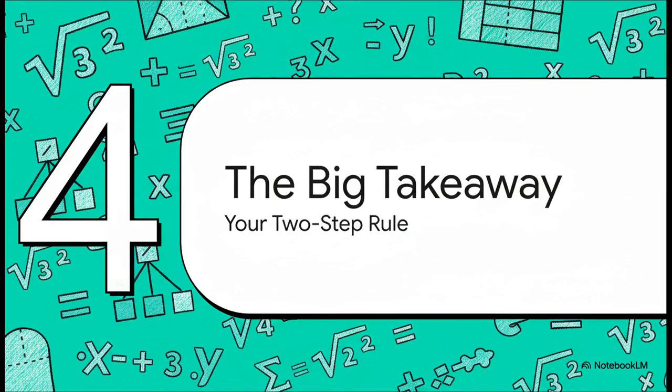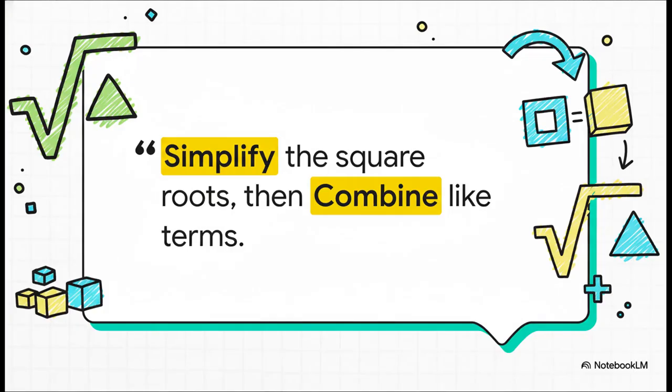All right, let's bring it all home. If there's one thing you walk away with today, this is it. Let's make it crystal clear. Here it is. First simplify, then combine. That's it. That is the only rule you need. If you're ever looking at a problem with adding or subtracting square roots, just say that in your head. It's your mantra, and it will get you to the right answer, I guarantee it.